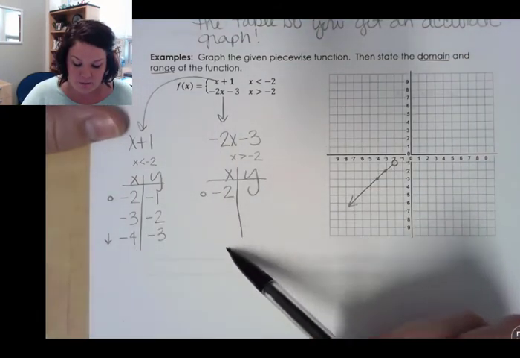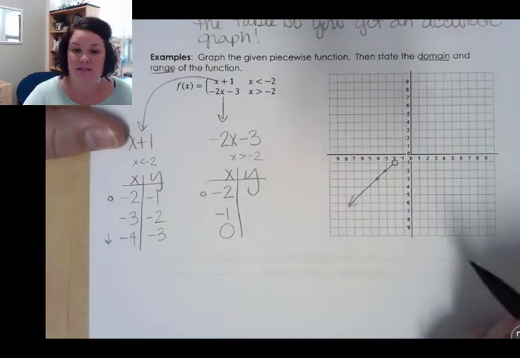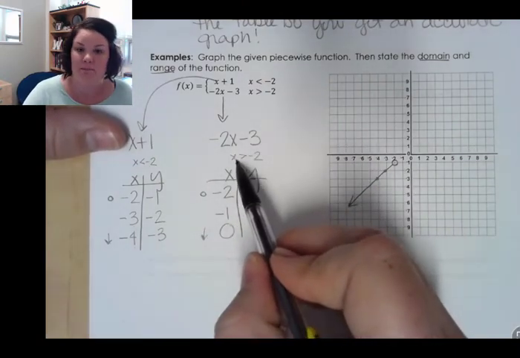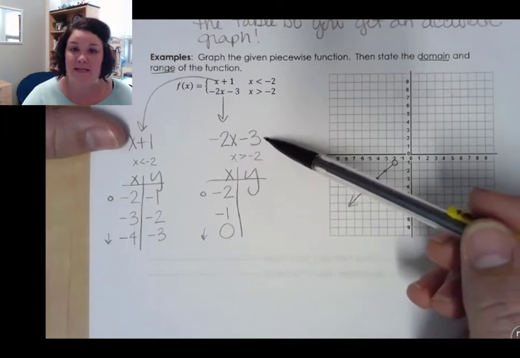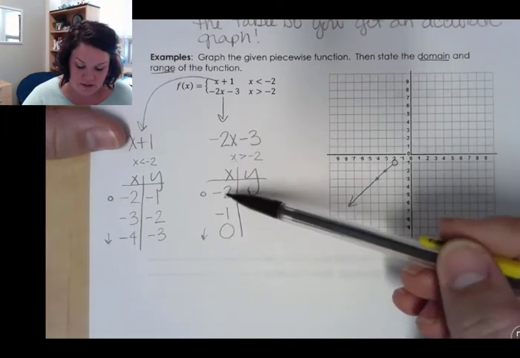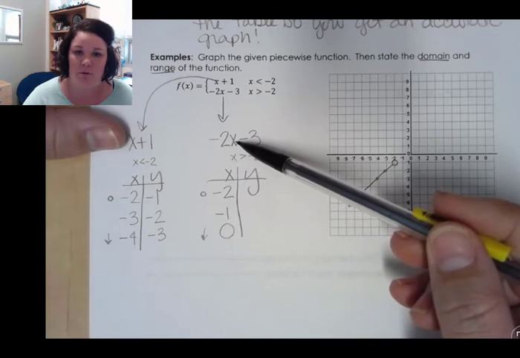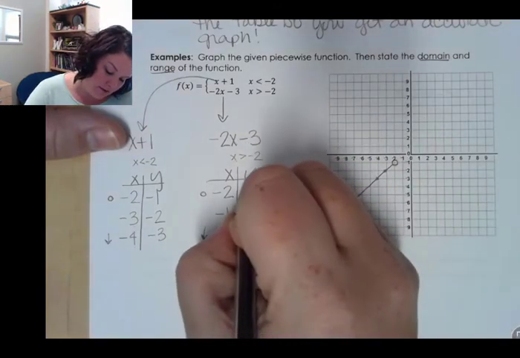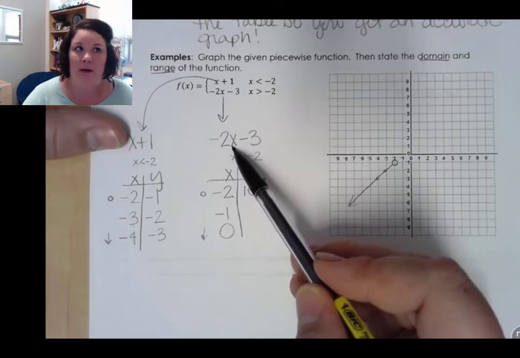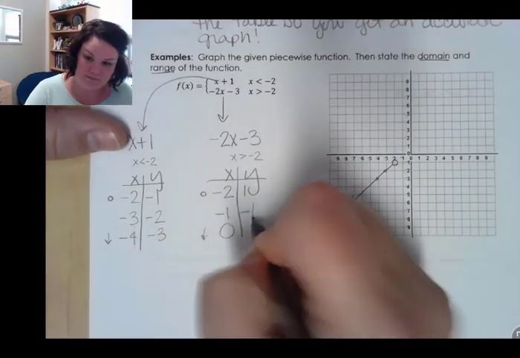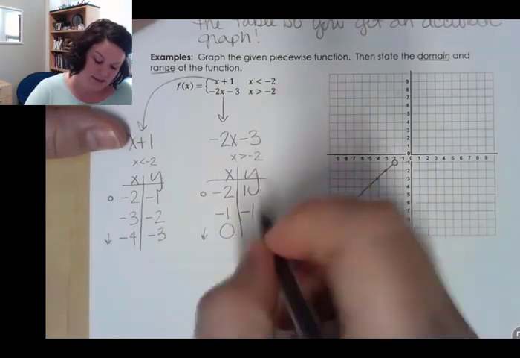Then I want to pick some other points that are greater than -2. So maybe -1, 0, and any other point that's bigger. It's going to keep going and going because there's no stopping point. Now that I have my three points, I plug them into this piece of my piecewise function to see what the outputs are. When I plug in -2 for x, -2 times -2 is +4, minus 3 is 1. When I plug in -1, -2 times -1 is +2, minus 3 is -1. And when I plug in 0, -2 times 0 is 0, minus 3 is -3.